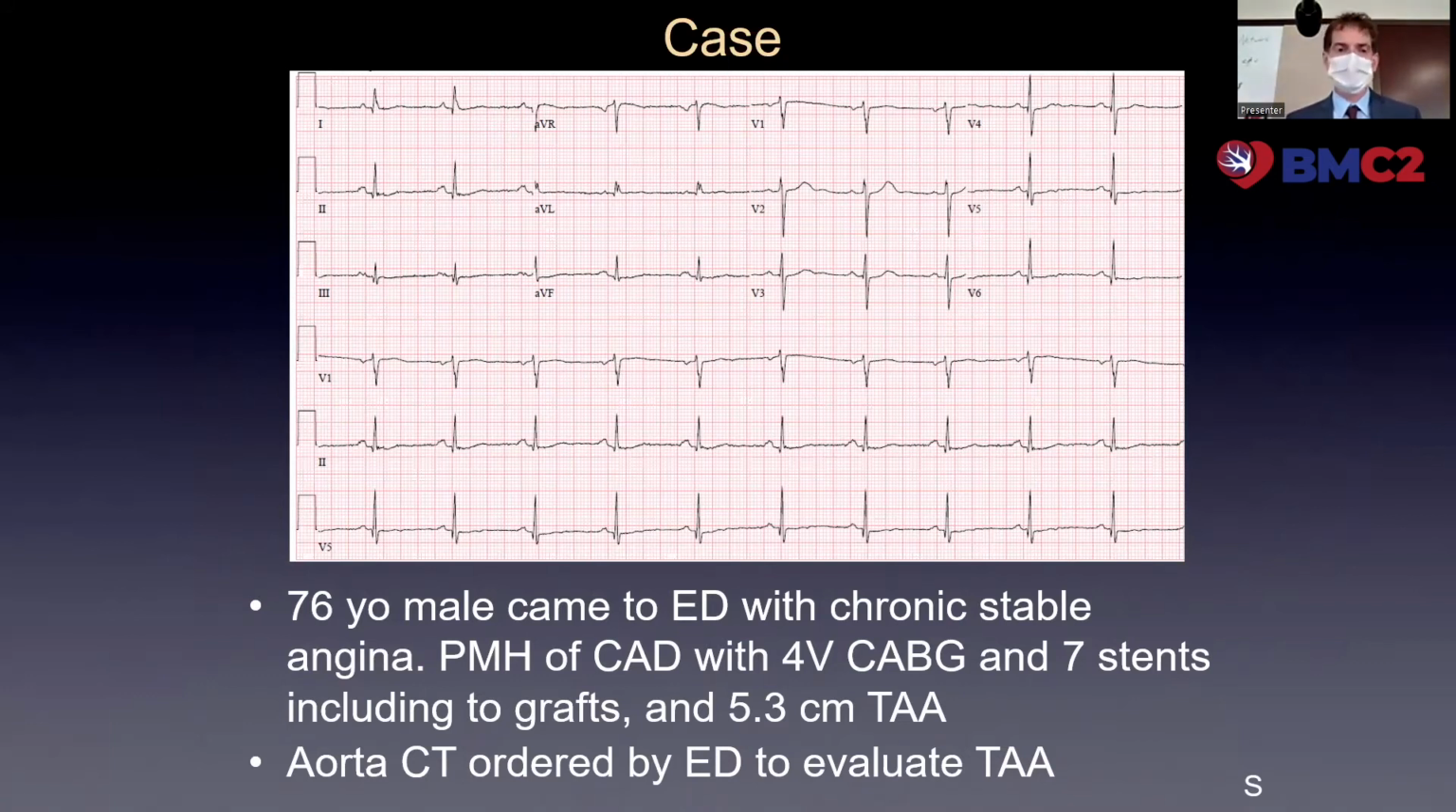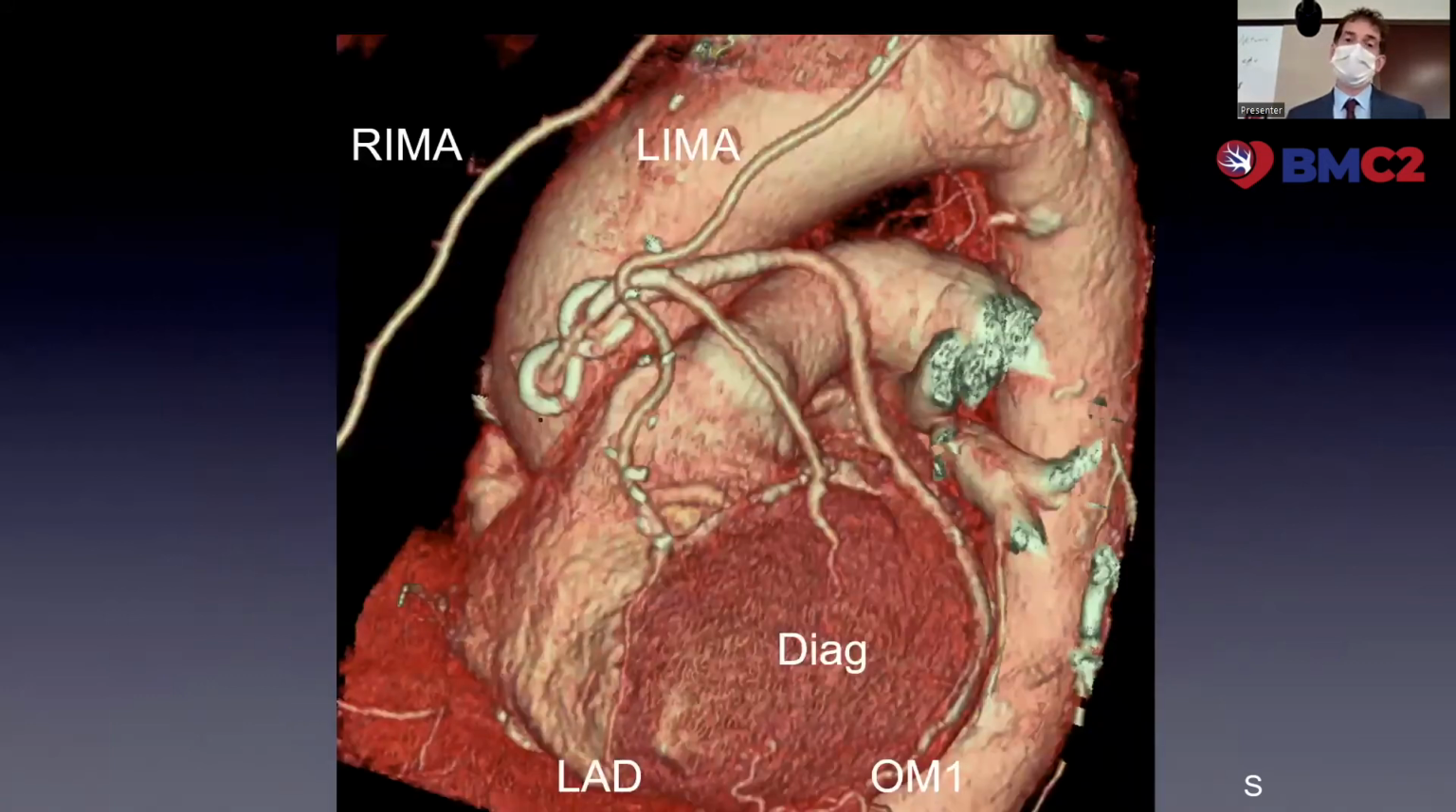So they ordered, so he had this chronic stable angina, but he had some more chest pain on top of that. So they ordered an aorta protocol CT to evaluate the aorta. But as sometimes what happens in the aorta protocol CTs, we see grafts really well. We can sometimes see the coronaries reasonably well. And that's the case here.